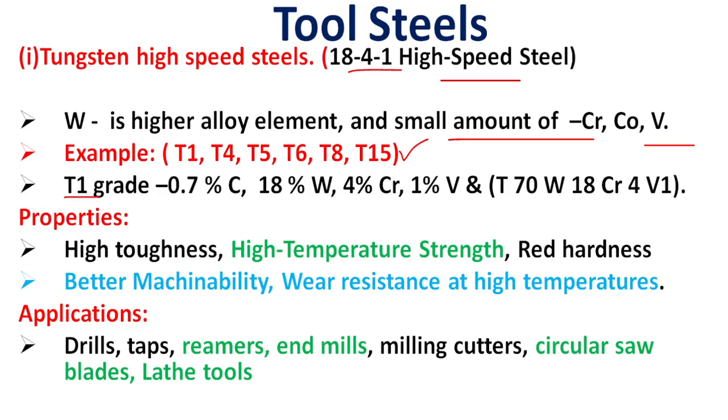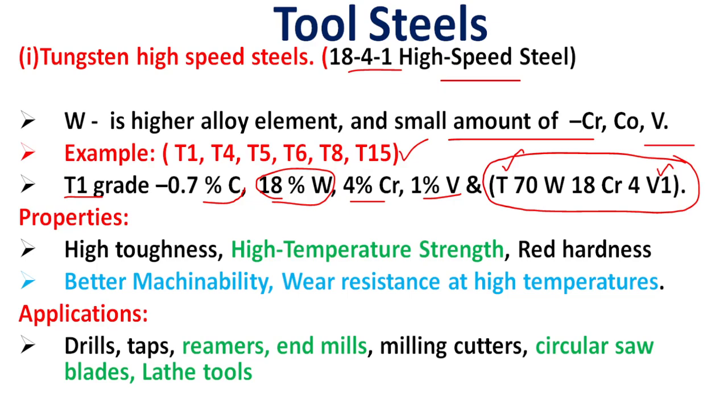In this, the T1 grade composition is 0.7% carbon and 18% tungsten. So the maximum composition is tungsten. Then 4% chromium and 1% vanadium. So this grade is generally called T1 70 W. Tungsten is 18, Cr 4 and V 1 is the grade of tool. Tungsten high speed steel is the T1 grade tool.